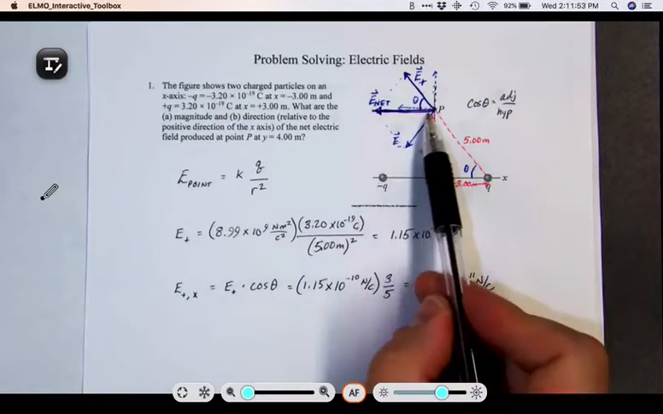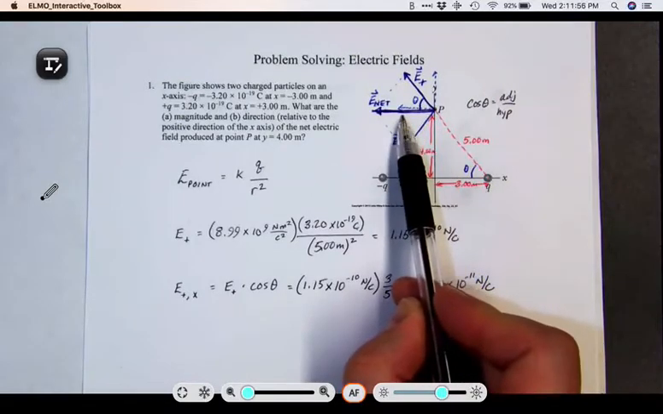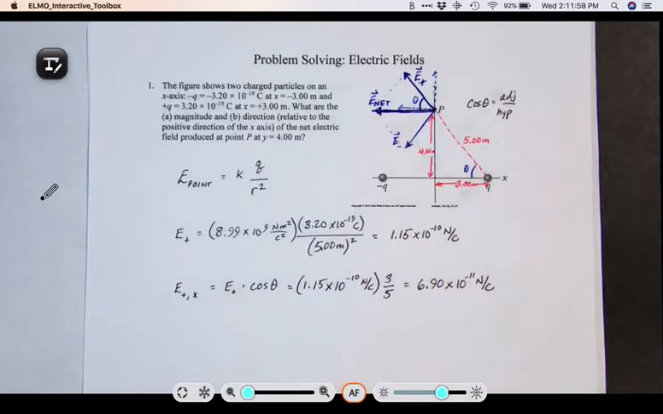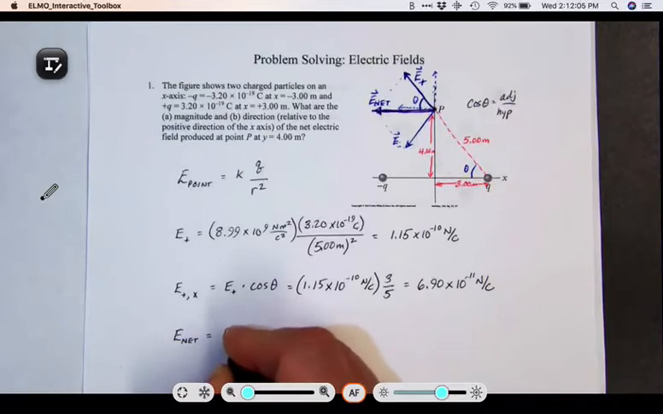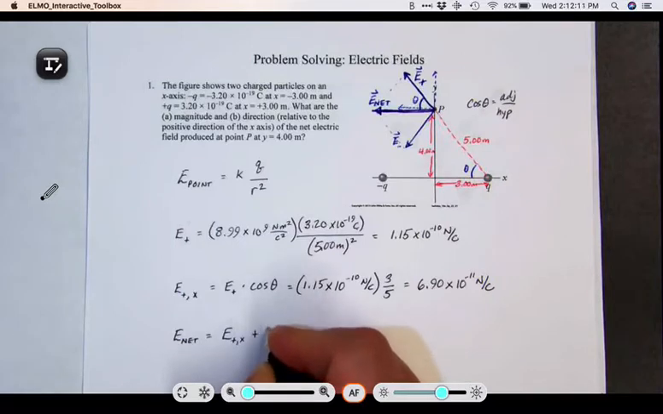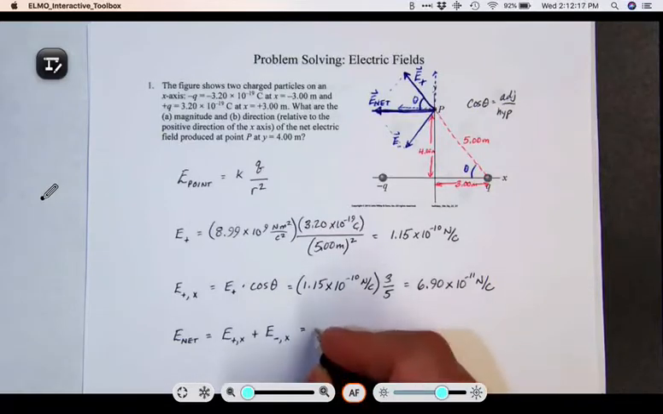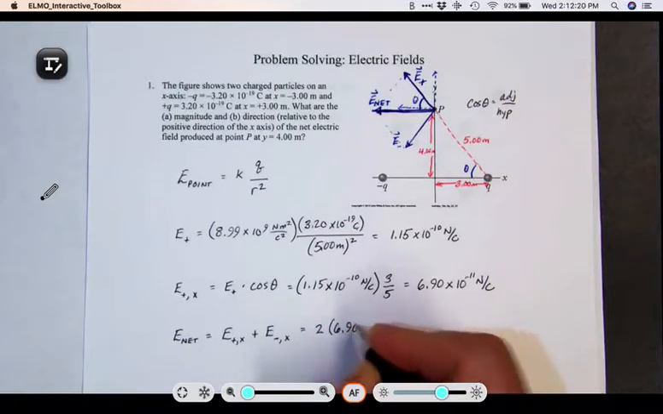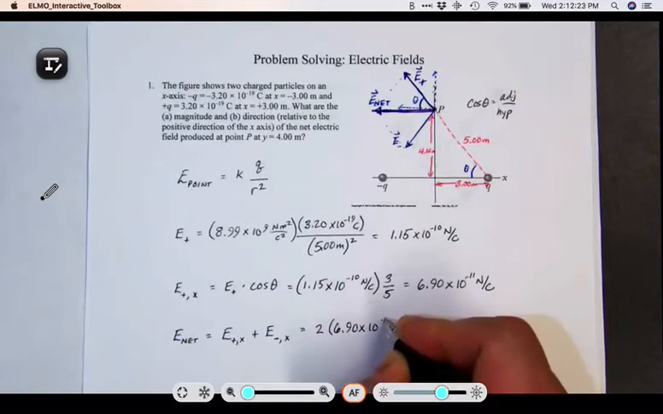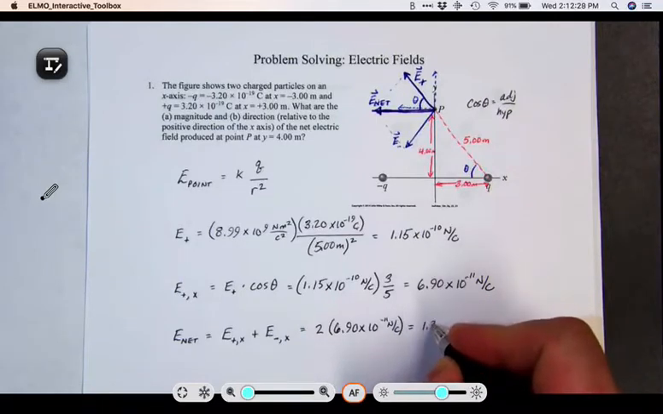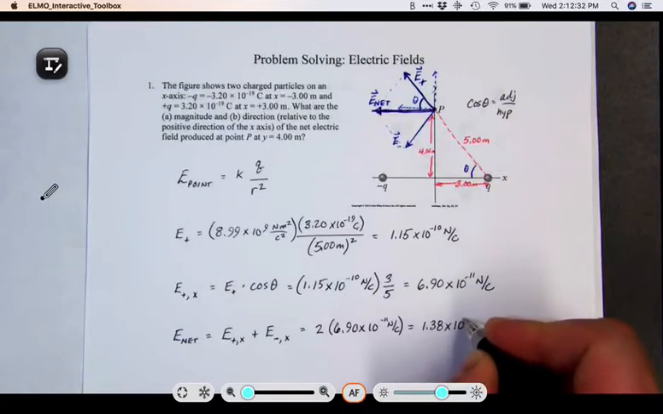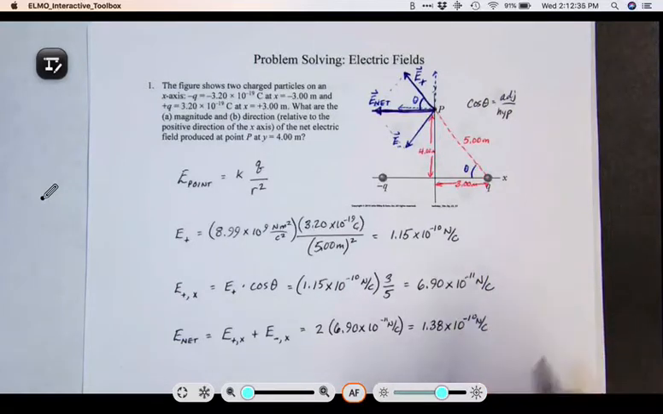And the final step is, that's one of the x components. The other x component needs to be added to it, but it's the exact same size. So the net electric field, which is the x component from the electric field due to the positive charge, plus the x component from the electric field due to the negative charge, is just going to end up being 2 times our previous result. And that is 1.38 times 10 to the negative 10. Still has units of newtons per coulomb.